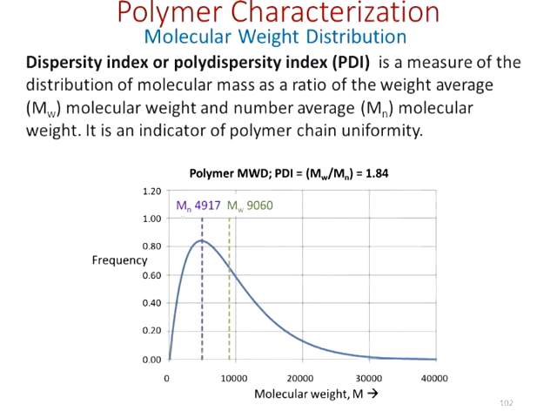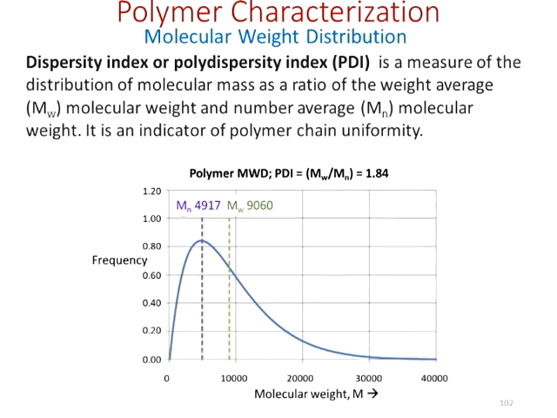Now, there's another important factor that is taken into account when it comes to molecular weight characterization. That is the molecular weight distribution, or the polydispersity, or the PDI. Okay, and that PDI, that polydispersity or dispersity index, is a measure of the distribution of the molecular weight as a ratio of the weighted average. Okay, and you now know what the weighted average is of that molar mass, and the number average, you now know what that is for calculating the molecular weight as well.